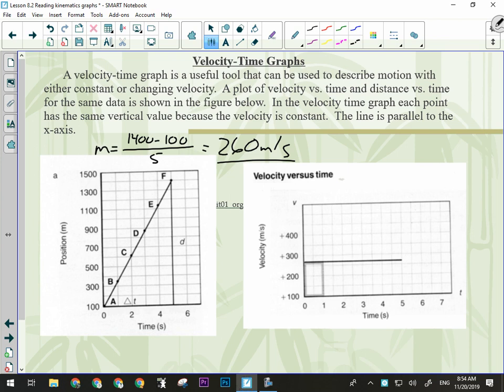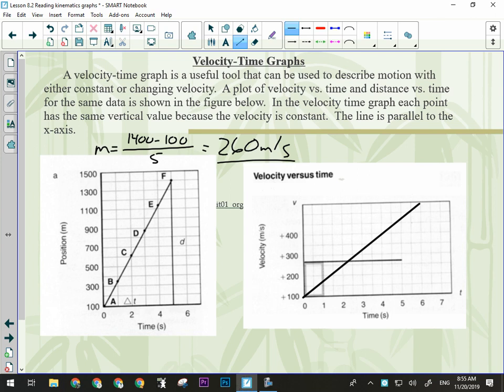All right. What would that be showing? That's an acceleration, because it is showing an object whose velocity is changing at a constant rate. So it's accelerating at a constant rate in a forward direction. Its velocity is increasing in a forward direction.